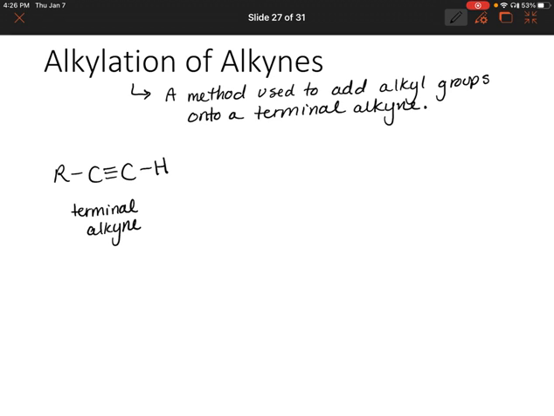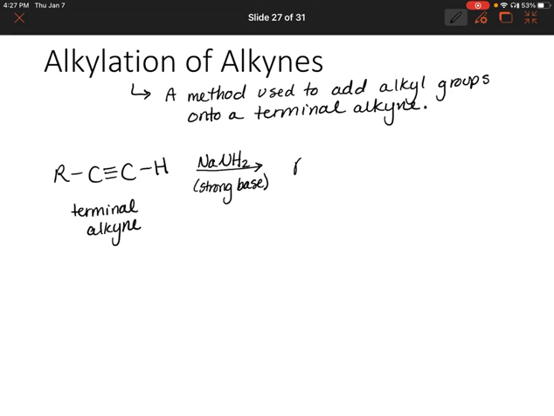And then we need to first deprotonate the alkyne. So we need to remove that hydrogen so that we can then add something onto that carbon. So we're going to use a strong base, and similar to our preparation of alkynes, we can use sodium amide. But really any super strong base will work.